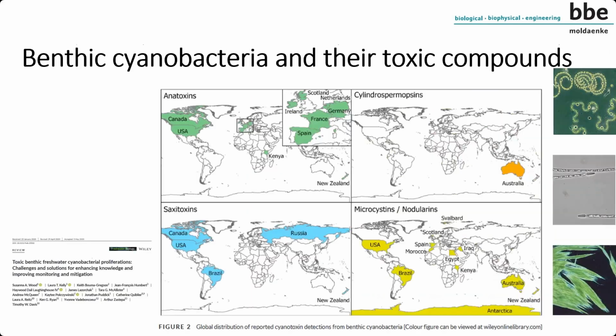Up to now, it is not that much shown in the literature how to deal with the toxins. But here I took a paper from, I think, 2020, about benthic cyanobacteria and where they are found in the world. This is a report about the global distribution of the different types of cyanobacteria which make those harmful compounds, those biotoxins. So we have here two groups of them: the anatoxins and the saxitoxins.